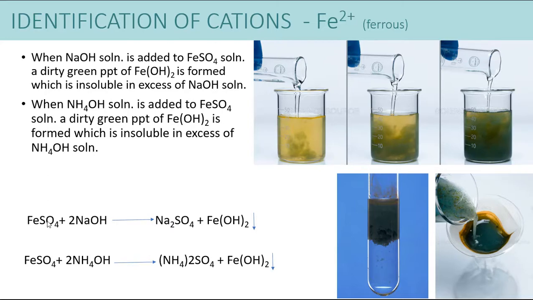So this is the equation. FeSO4 plus 2 NaOH gives Na2SO4 plus Fe(OH)2. It's a dirty green precipitate. FeSO4 plus 2 NH4OH gives (NH4)2SO4 plus Fe(OH)2.